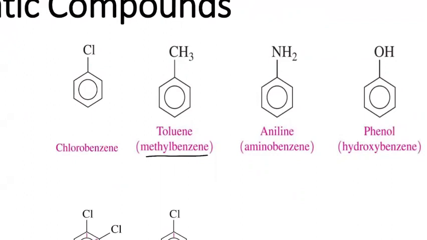If we have an NH2, and NH2 is an amino group, this structure is called aminobenzene. Now, the common name of having an amino group next to a benzene ring is going to be called aniline.